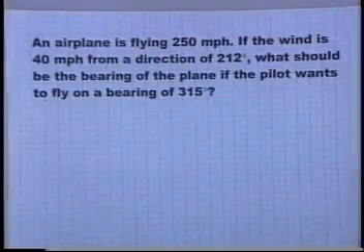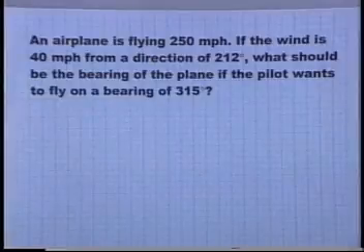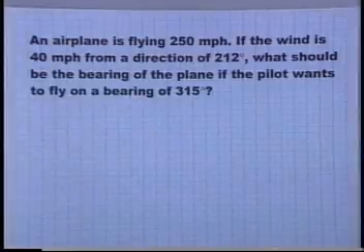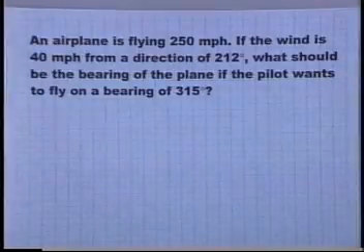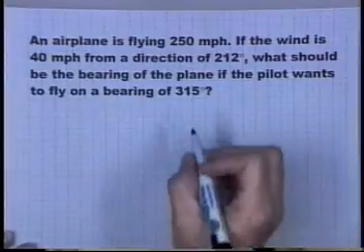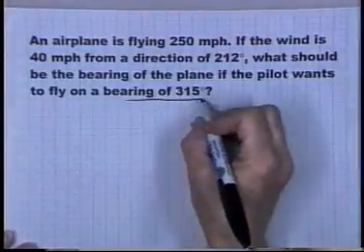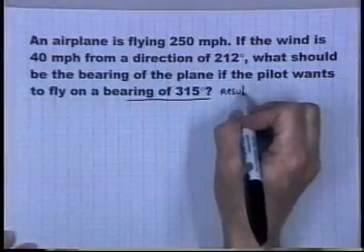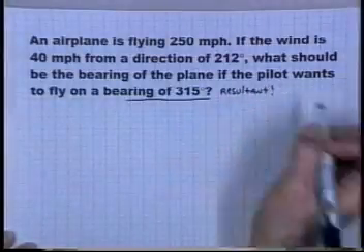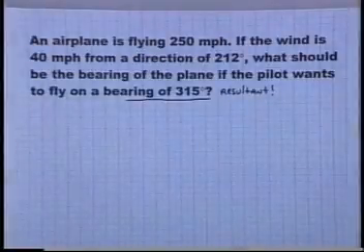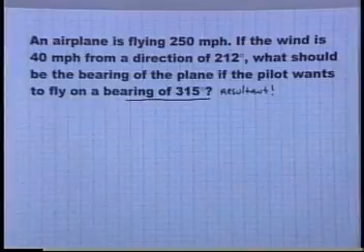An airplane is flying at 250 miles per hour. If the wind is 40 miles per hour from a direction of 212 degrees, what should be the bearing of the plane if the pilot wants to fly on a bearing of 315 degrees? In other words, this bearing here is going to be the bearing of our resultant. That's where we want to end up going. Okay? So we're going to have to think about this picture a little bit to get us into the right situation so that we can solve our problem.